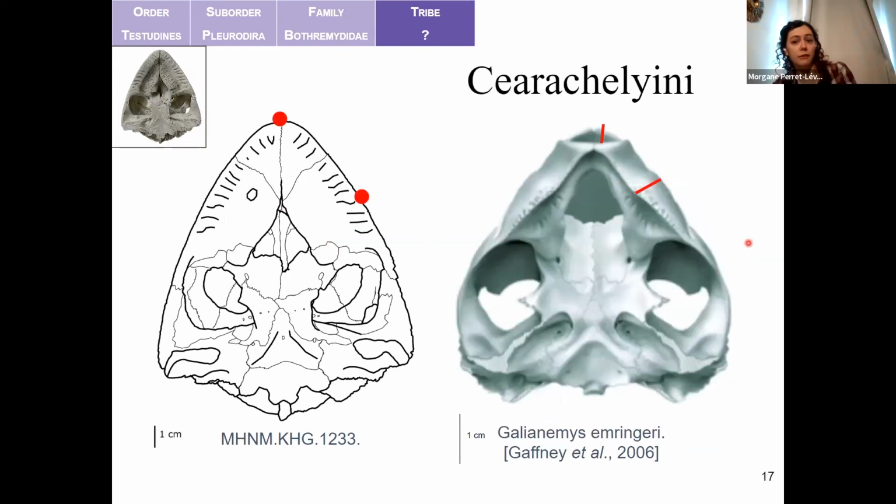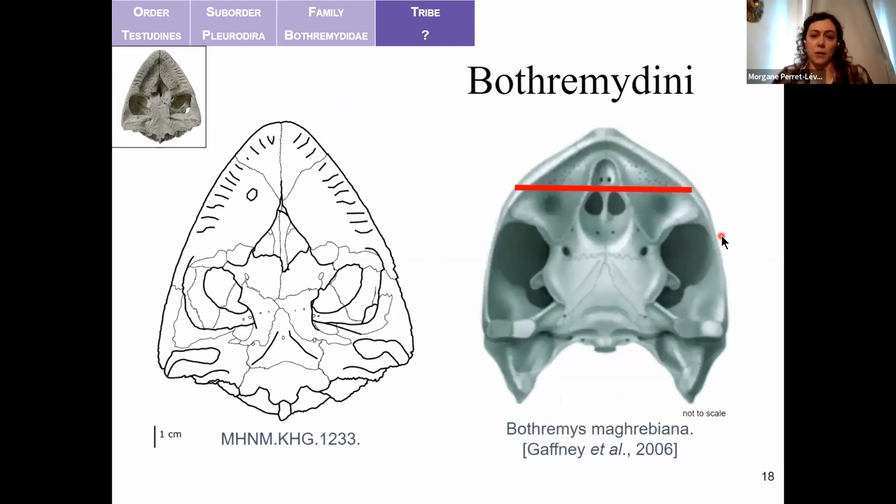For the subtribe characterization, we can also see the nasal fossa in palatal view. It's not the case in our specimen. The labial ridge is not at the same place as the end of the skull. In our specimen, it is. So it's an indicator that it's not this tribe.